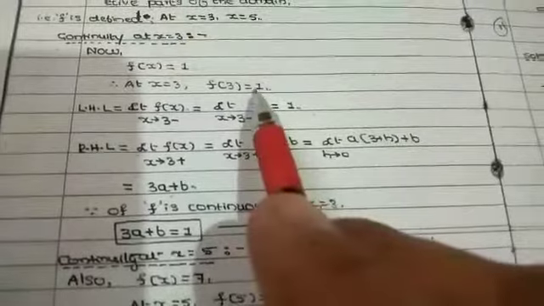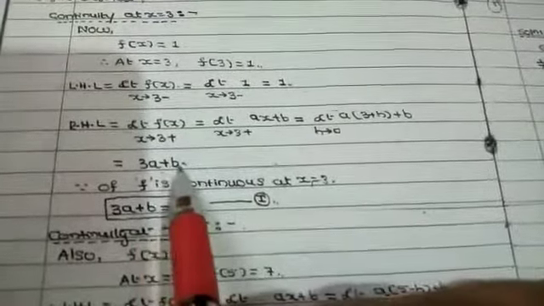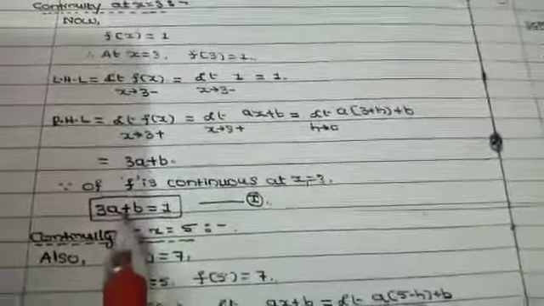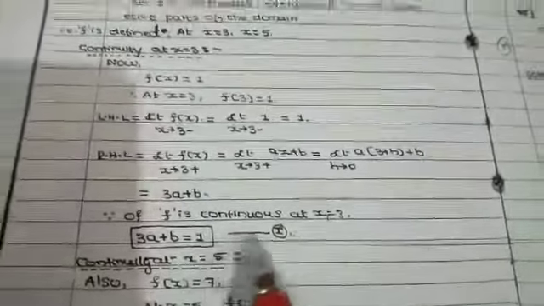So that is equal to 1 at the given point also. Therefore it implies that 3a plus b equals 1. Call this the main equation. We get this equation from the continuity at the point x equals 3. Continuity at x equals 3 is completed.